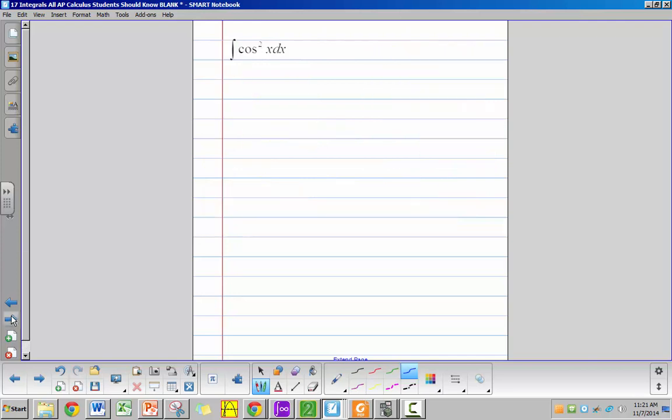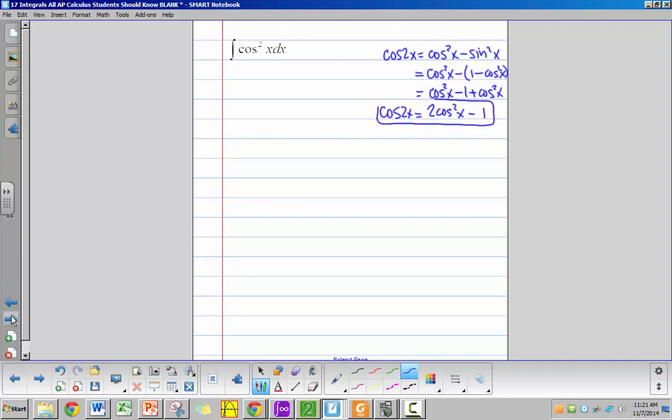Similarly, for cosine squared, we're going to use the power reducing identity. So cosine 2x is equal to cosine squared x minus sine squared x, as we stated previously. And I'm going to replace the sine squared now. So this is going to be cosine squared x minus 1 minus cosine squared x. Distributing that pesky negative, I get cosine squared x minus 1 plus cosine squared x, which gives me 2 cosine squared x minus 1. And that's what I'm going to use to solve for the cosine squared.